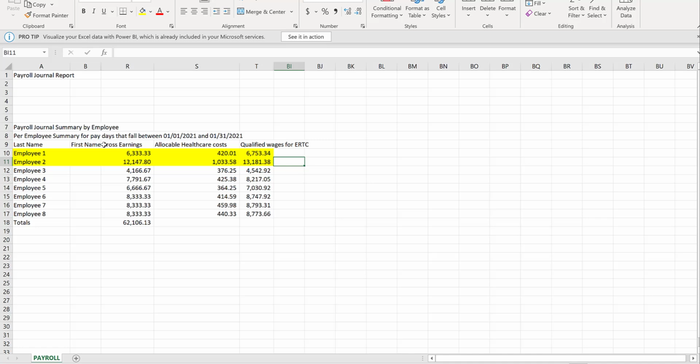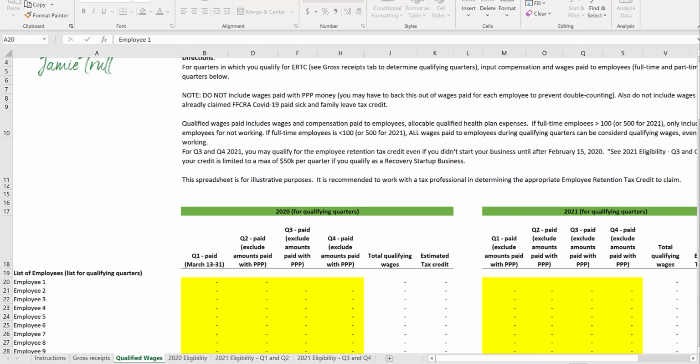Okay. So I'm going to actually exclude these first two employees. And what I'm going to do is transfer these numbers here. I'm actually just going to go ahead and copy, and we are going to paste them into the spreadsheet. Okay.